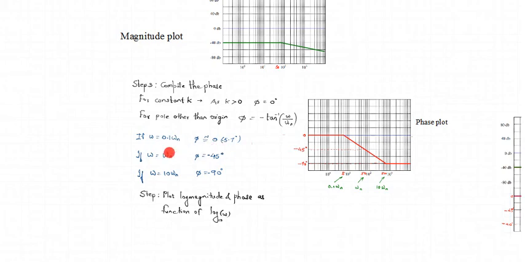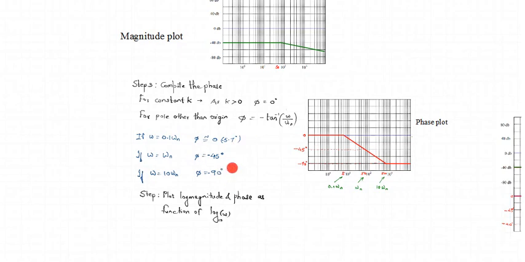When omega takes the value omega n, this becomes 1. So tan inverse of 1 is 45 degree. And third case, when we take omega as 10 omega n, tan inverse of 10 omega n gives me tan inverse of 10. Tan inverse of 10 is very close to 90. And since there's a minus sign here, we get minus 90. So when omega is 0.1 omega n, phase is nearly 0. When omega takes the value omega n, phase is minus 45 degree, and when omega takes the value 10 omega n, the phase is minus 90 degree. So these are the different phases.